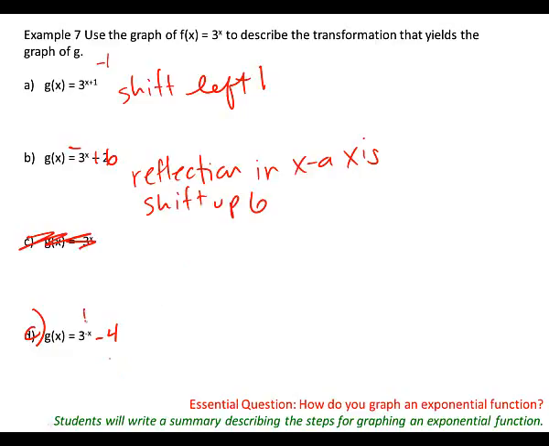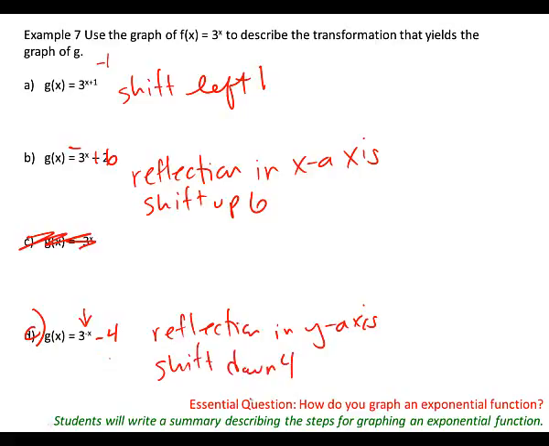Looking at C, what's the negative on the x going to do in the exponent? Reflect in the y. Good. So reflection in the y-axis. Okay. And then what's the -4 out back going to do? Shift down 4. Good.